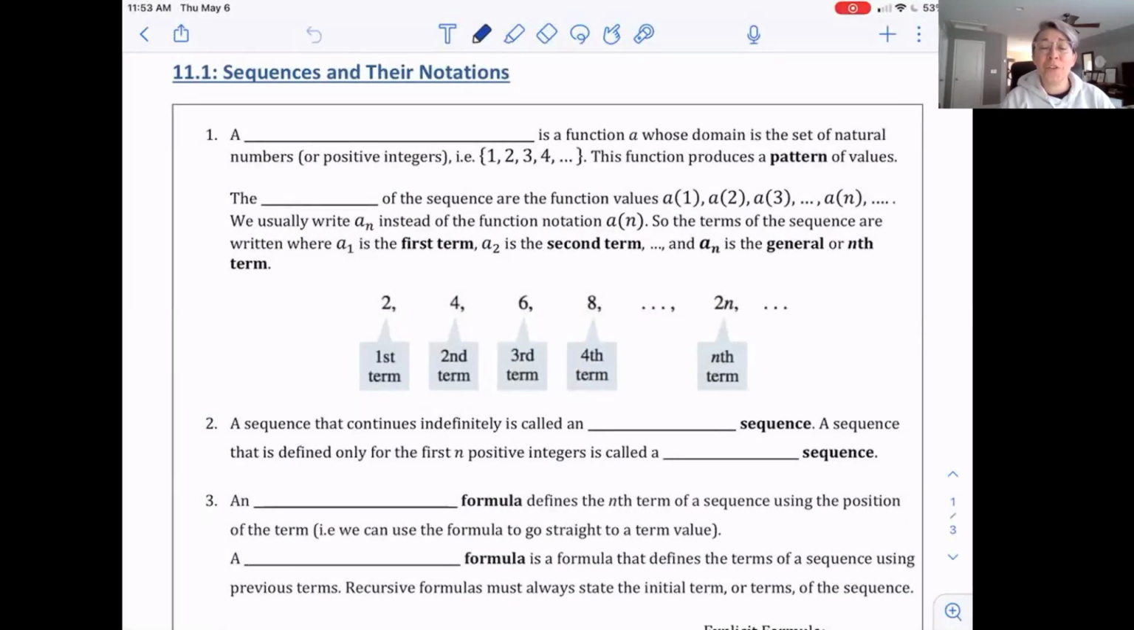Hi team, we are now starting chapter 11, section 11.1, sequences and their notations.